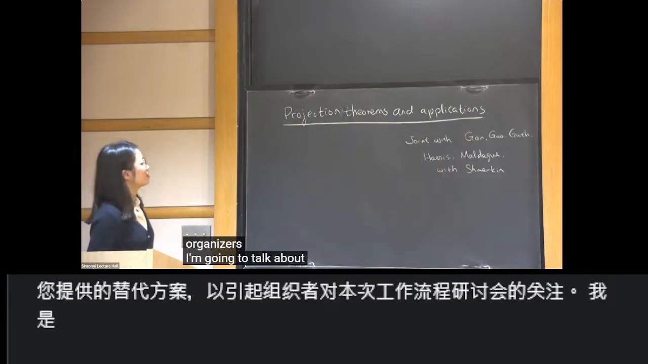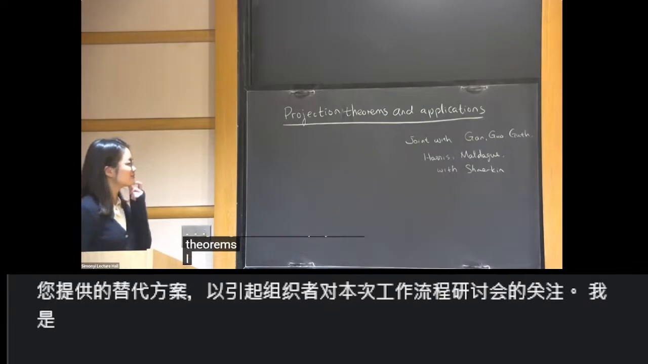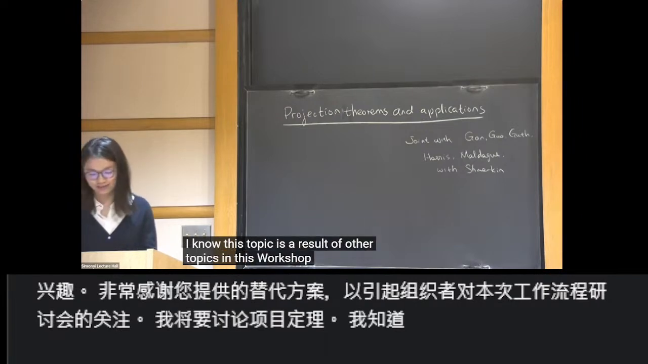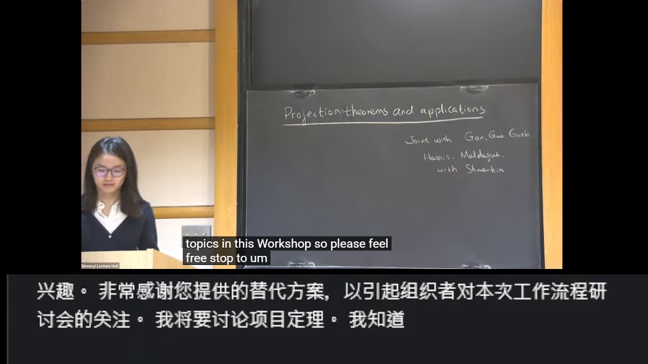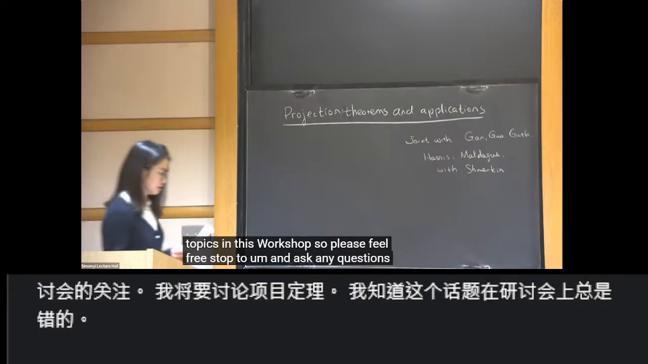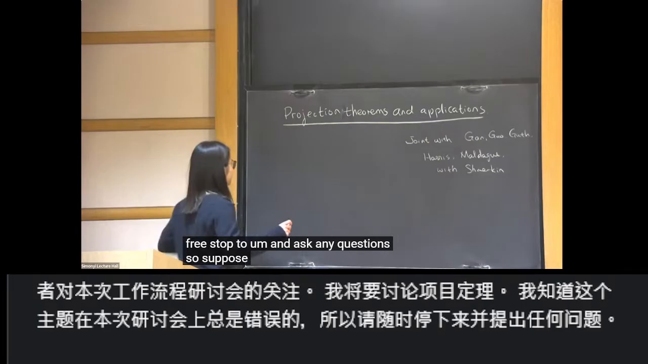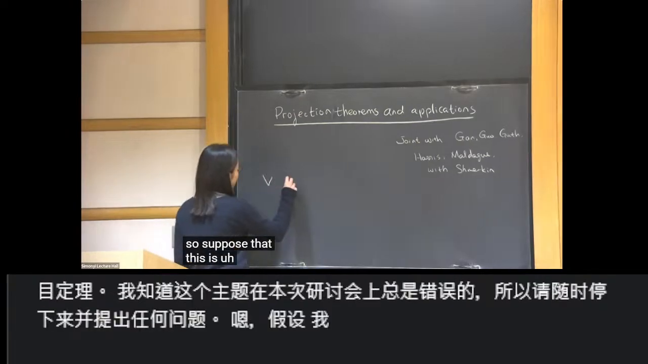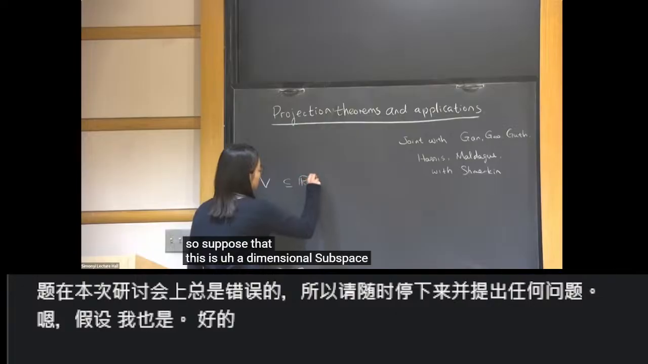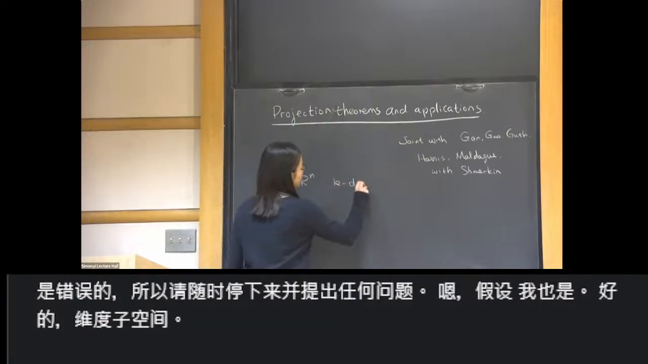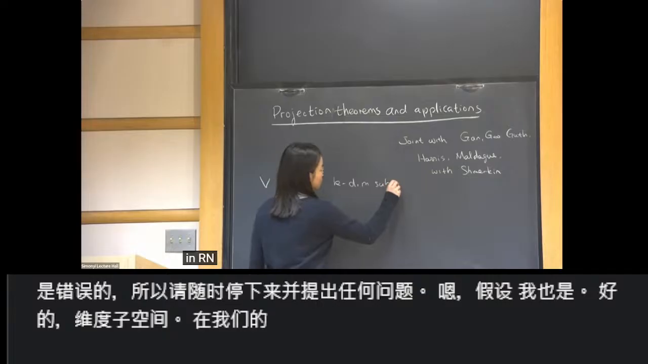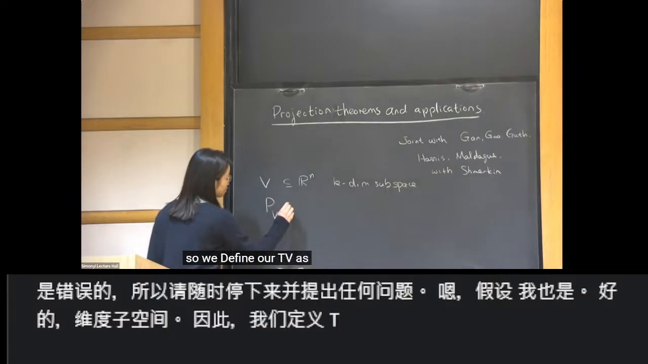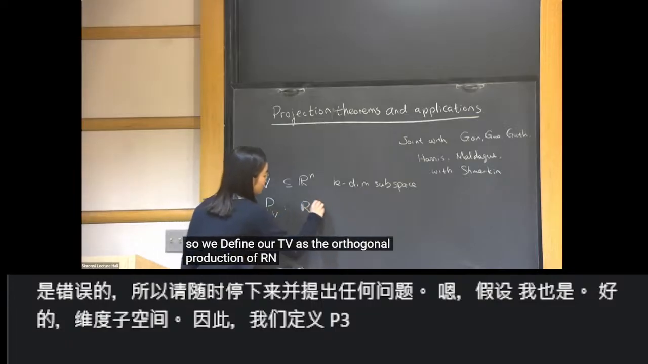I'm going to talk about projection theorems and applications. I know this topic is a little away from other topics in this workshop, so please feel free to stop and ask any questions. So suppose that V is a k-dimensional subspace in Rn. We define PV as the orthogonal projection of Rn to V.